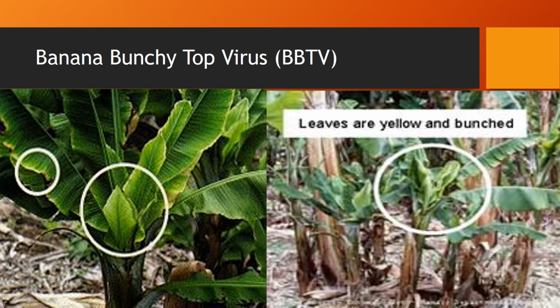Banana bunchy top virus is the next virus I would like to go over. So, what is it? Well, it's a viral disease, and it was first identified in Fiji in 1891 and has spread around the world since then. Like many viruses, BBTV was named after the symptoms, where the infected plants are stunted and have bunchy leaves at the top. The disease is transmitted from plant to plant in tropical regions of the world by banana aphids.